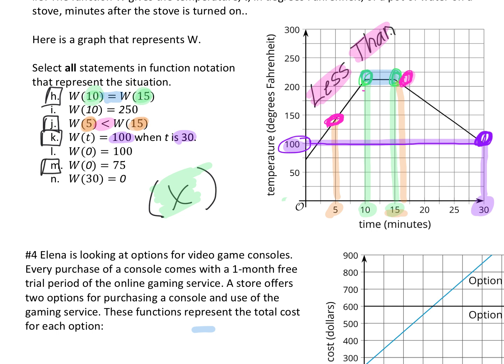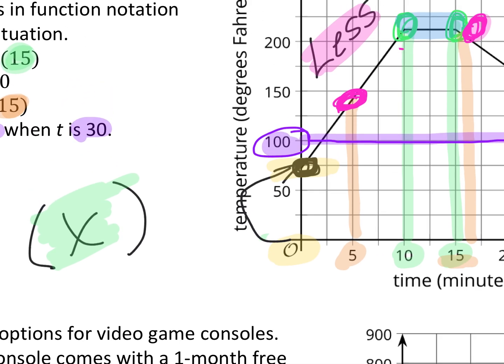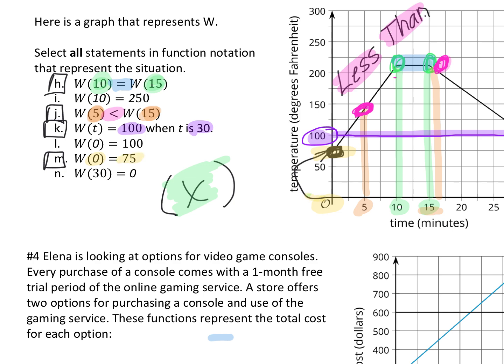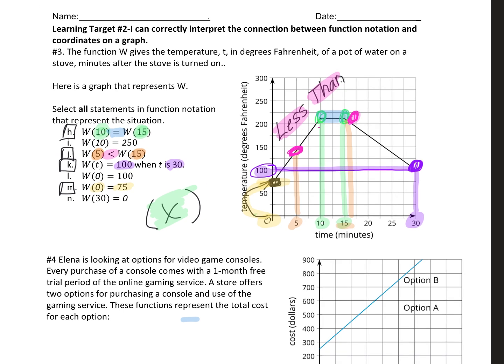And the reason why that one is correct, if I go to 0 on the x-axis and I go up to the graph, is right here at 75 on the graph, because it is between 50 and 100. So 0 and 75 match up.